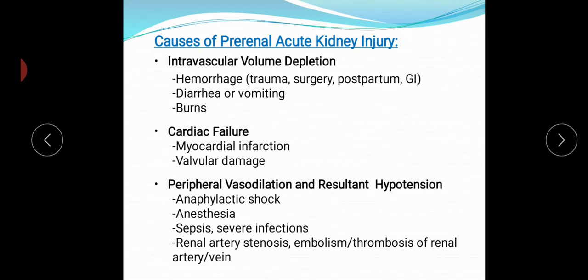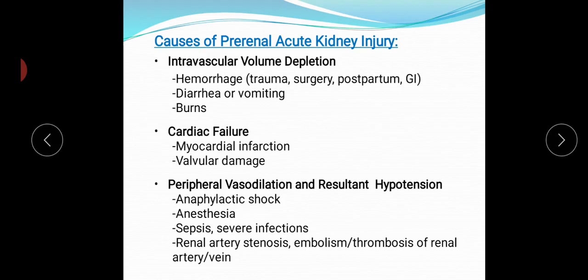Okay, so it may be grouped again. The first common cause is intravascular volume depletion. That means there is a severe decrease in the plasma volume, which may lead to decreased blood supply to the kidney. It may be due to severe hemorrhage, severe diarrhea or vomiting, or burns. All these causes will ultimately decrease the plasma volume severely, and that will decrease the blood supply to the kidney and decrease the GFR.